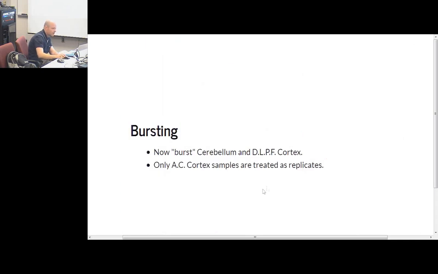What I'm going to do here, though, is what I call bursting. I'm going to burst the cerebellum and the dorsolateral prefrontal cortex, meaning I'm going to treat everything that's cerebellum and anything that's dorsolateral prefrontal cortex as singletons. I'm not going to treat any of them as replicates of each other. So, in fact, I'm only going to treat samples from the AC cortex as replicates.